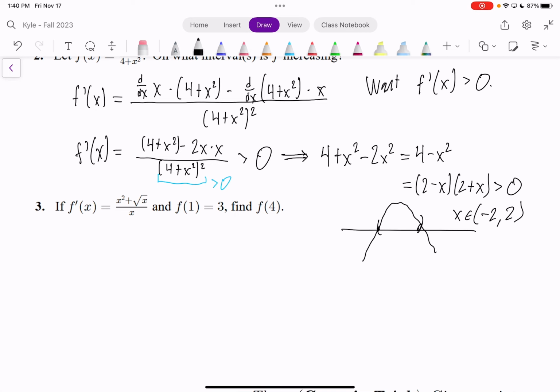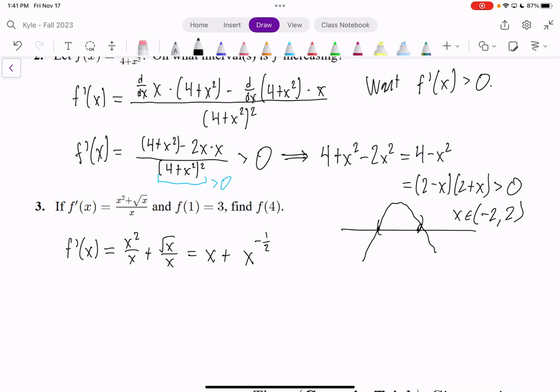Try breaking up the integral. For anyone who's in linear algebra, one way to think about this is integration and differentiation are actually linear operations. If you don't know what that means, don't worry about it. But basically, f prime of x is going to be equal to x squared over x plus root x over x. If we divide that through, that'll give us x plus, now root x over x, that's the same thing as x to the 1/2 minus 1, so it'll be x to the negative 1/2.